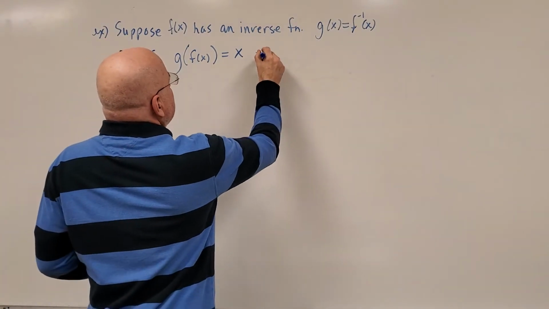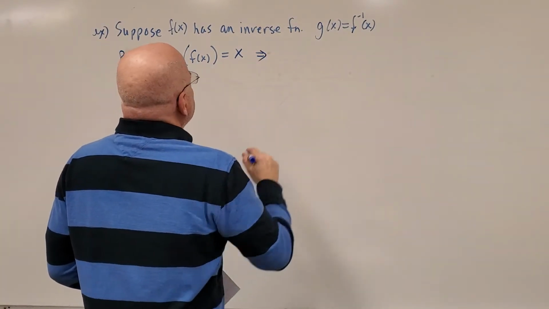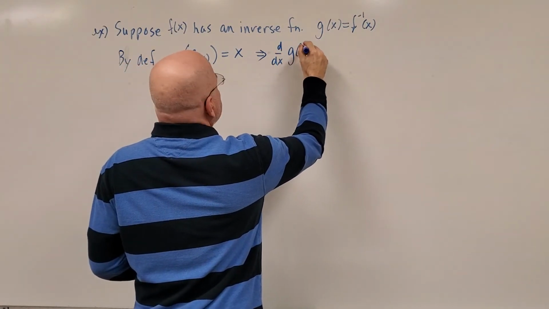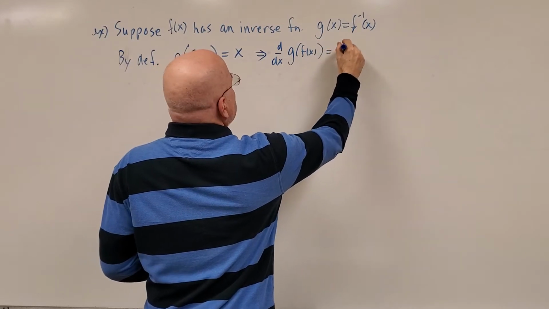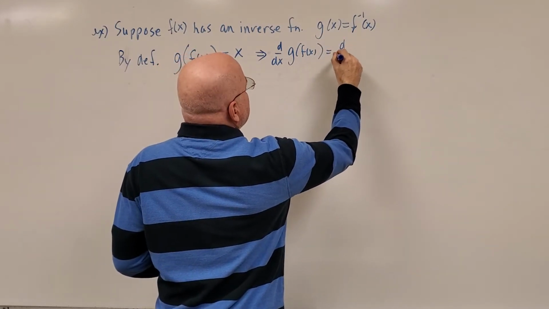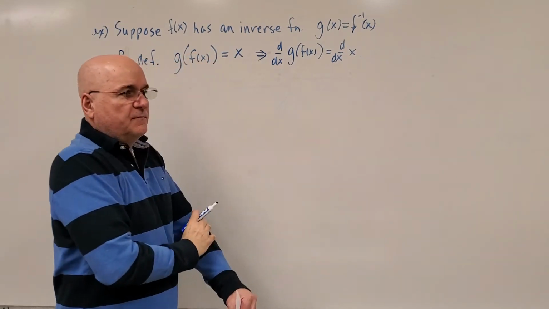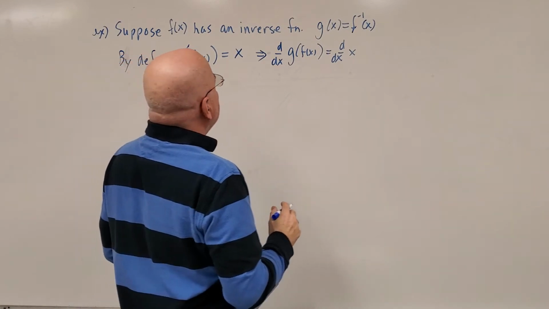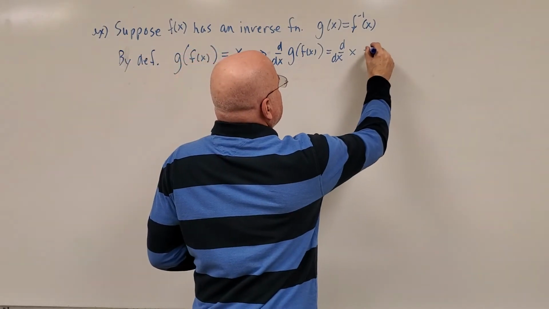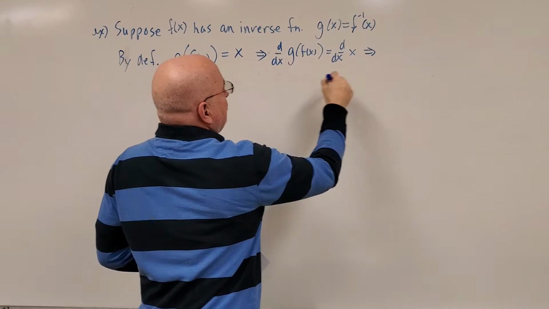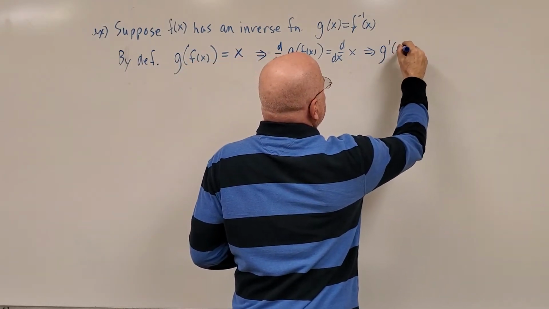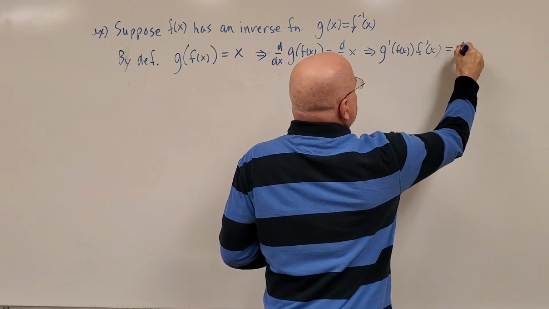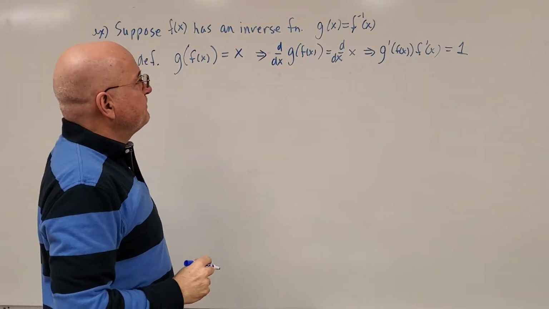Okay, well, what does this mean? That means that we can take the derivative of both sides, and we still have an equation here. We know what this is by using the chain rule. It's g prime of f of x times f prime of x equals 1. The derivative of x is just 1.